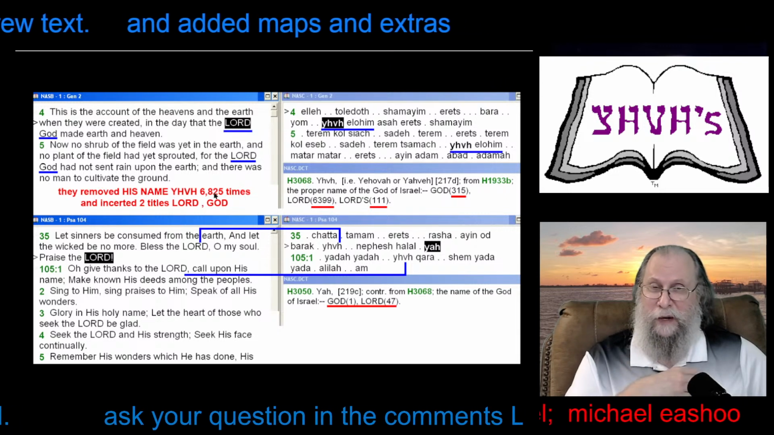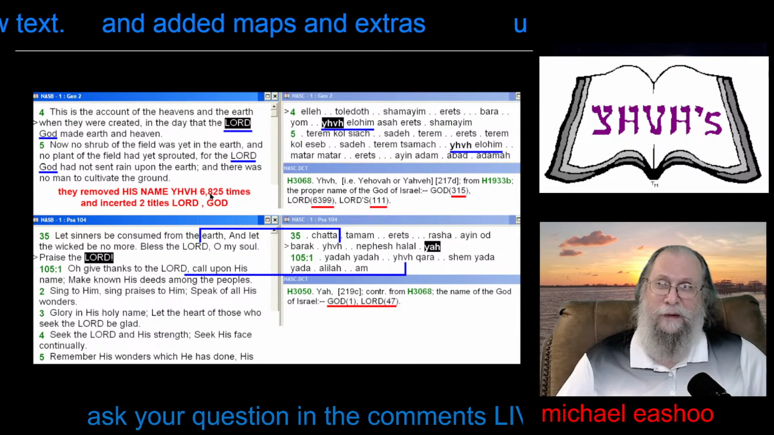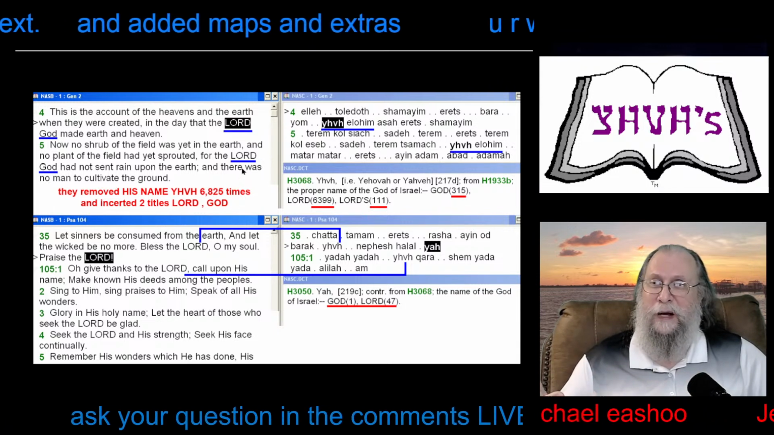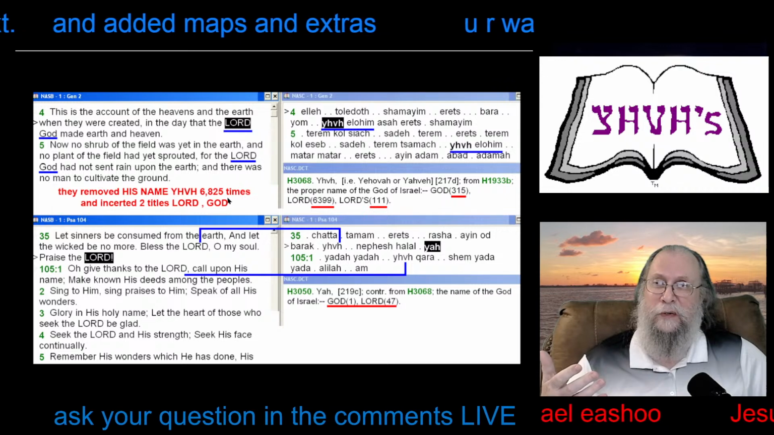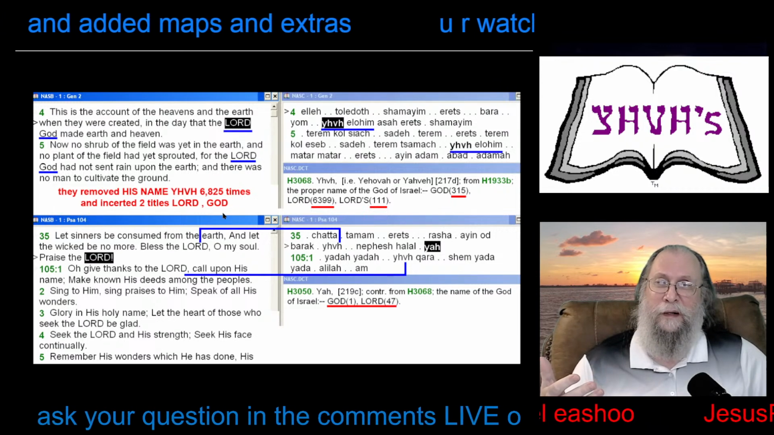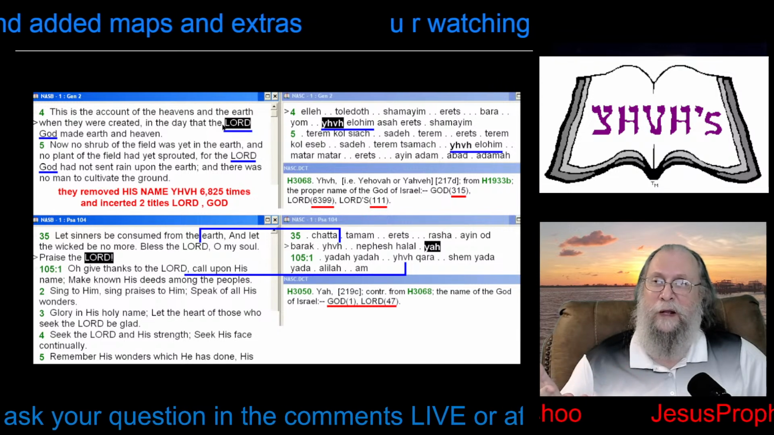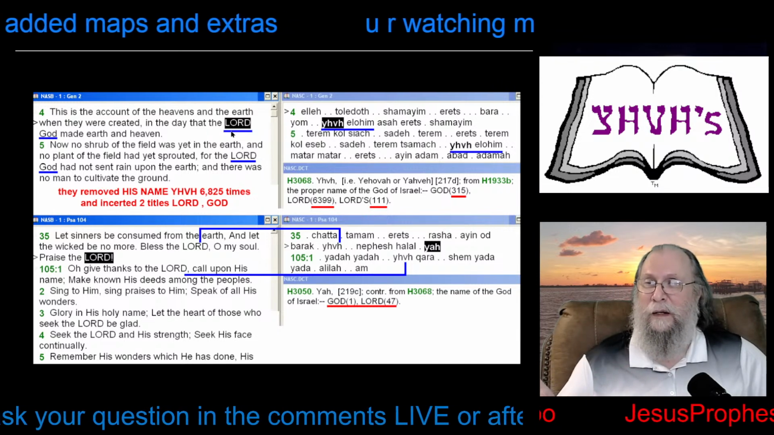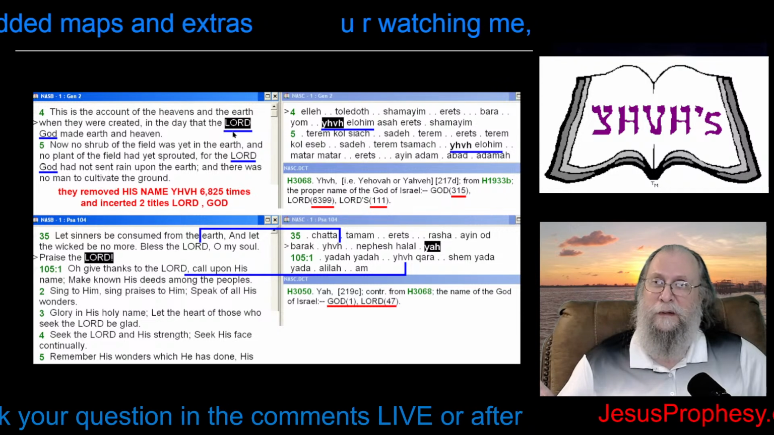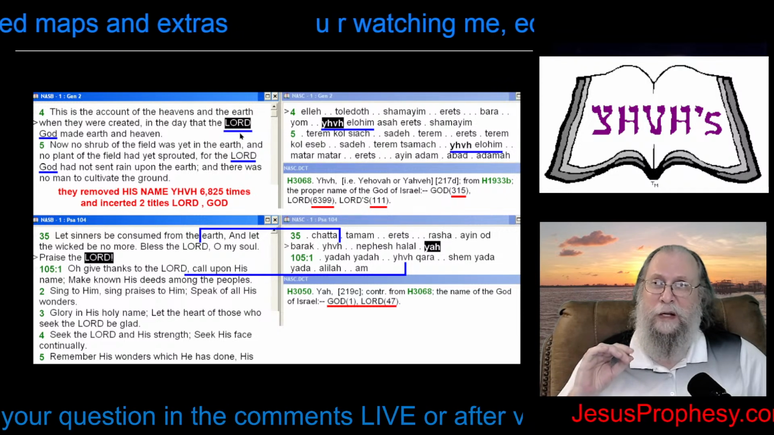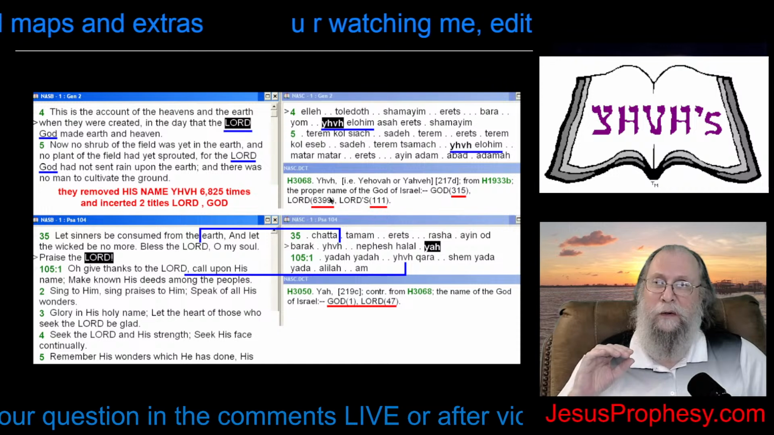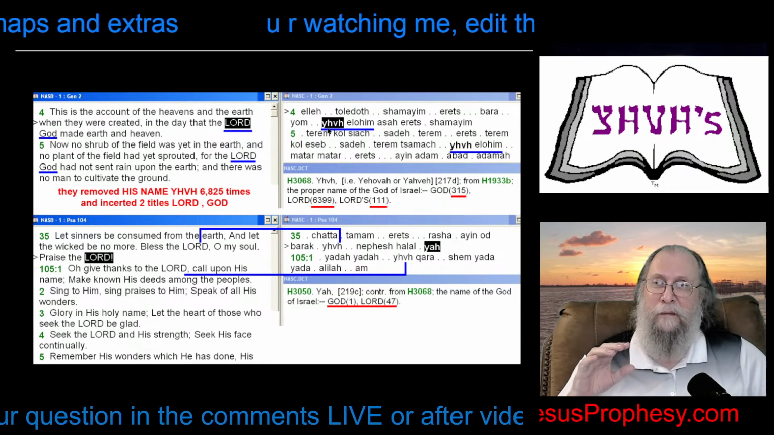6,825 times they removed his name from the book that we read today, known as the Bible. That's how many times they took out his name. So now you can tell people that, look, it's so corrupt you don't even have our Creator's name in here, and you actually use 2 titles. And they have a footnote saying all capital letters, Lord and God, mean his name.